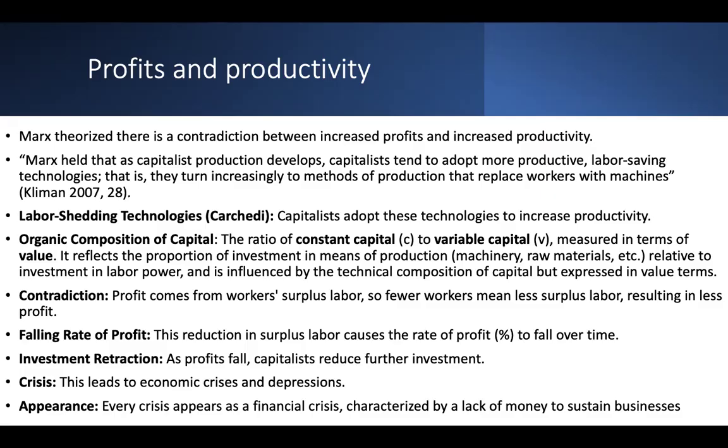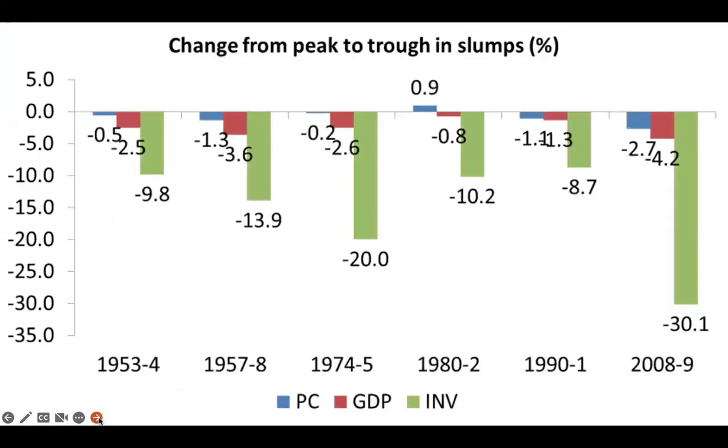Of course, as they cut back on it, you have even more layoffs. You slow things down. This leads to basically an economic crisis, and if the crisis gets bad enough, to an economic depression as well. Now, every crisis superficially appears as a financial crisis, meaning that people just don't have enough money to sustain their business. But as economists like Kliman and Michael Roberts and Carchedi and a few others have argued, the underlying cause of this is the falling rate of profit, including with the financial crash in 2008.